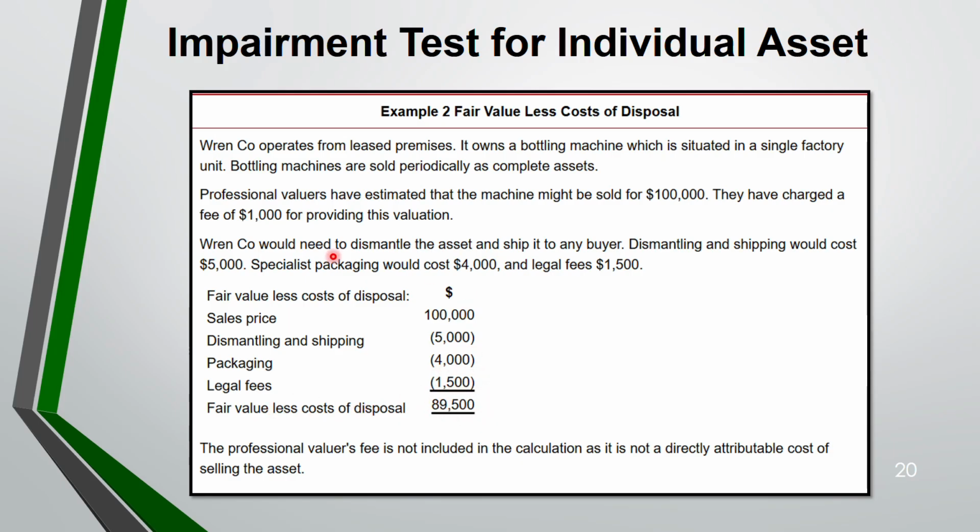But what about this 1,000 for providing valuation? The professional valuer's fee is not included in the calculation because it is not a directly attributable cost of selling the asset. This cost is not directly linked to selling the asset. This cost you would have incurred even if you had not sold this asset. But costs like shipping, special packaging, legal fee, all these you have incurred because you are going to sell this asset. That's why you are deducting them from the sale price. You understand now?